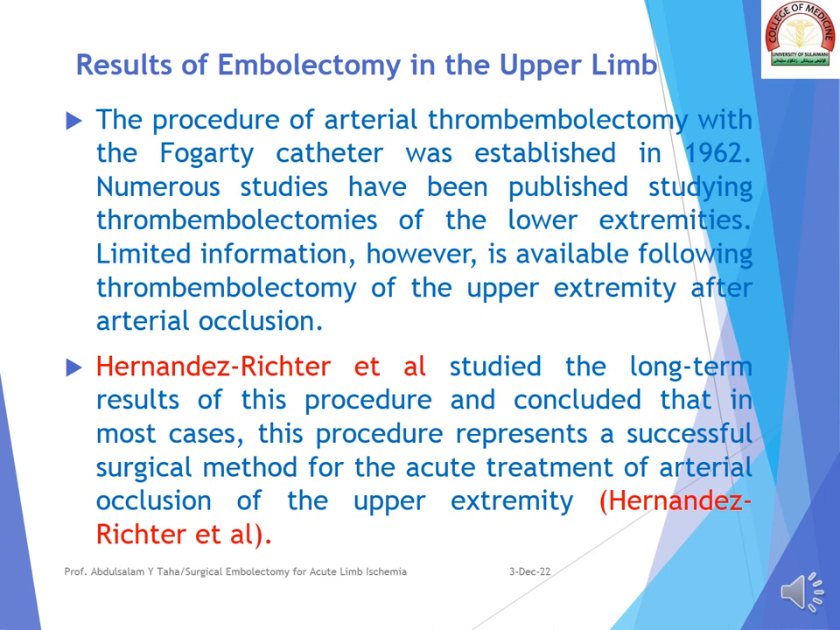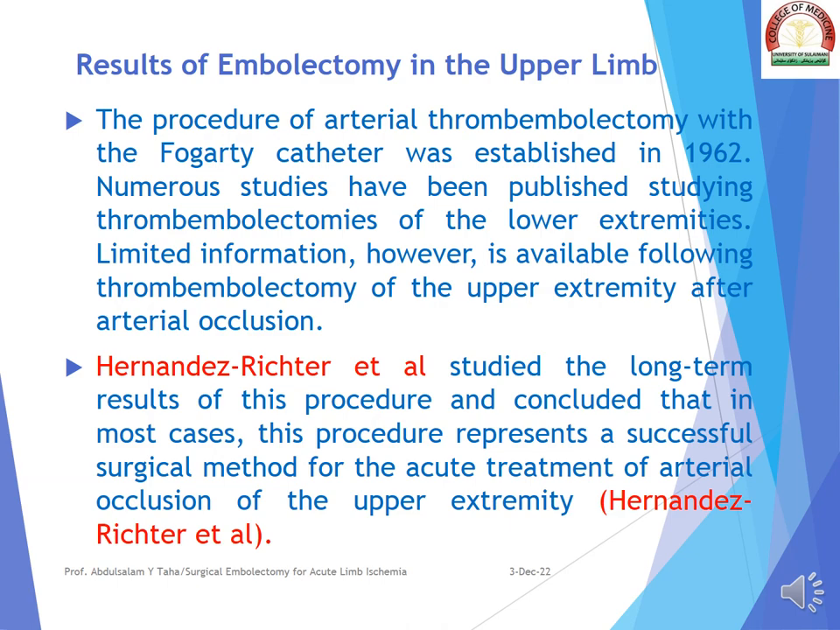Results of embolectomy in the upper limb. The procedure of arterial thromboembolectomy with the Fogarty catheter was established in 1962. Numerous studies have been published studying thromboembolectomies of the lower extremities. Limited information, however, is available following thromboembolectomy of the upper extremity after arterial occlusion. Hernandez Richter et al. studied the long-term results of this procedure and concluded that in most cases, this procedure represents a successful surgical method for the acute treatment of arterial occlusion of the upper extremity.